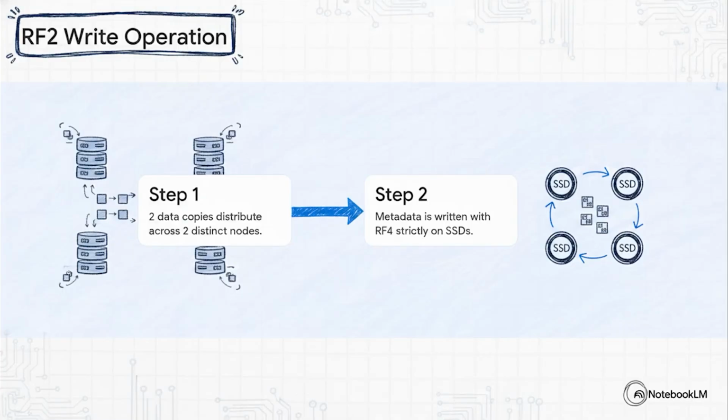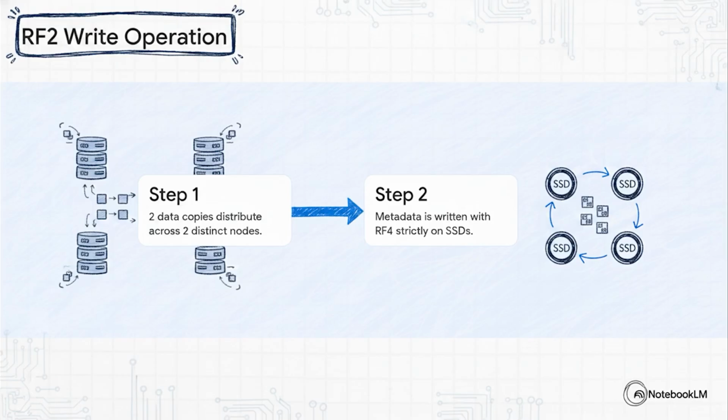Okay, so let's walk through a standard RF2 write operation. Step 1. Your guest VM writes some data. In RF2, AOS ensures two complete copies of that user data are distributed across two totally distinct nodes. If node A goes up in smoke, node B has the exact same blocks.